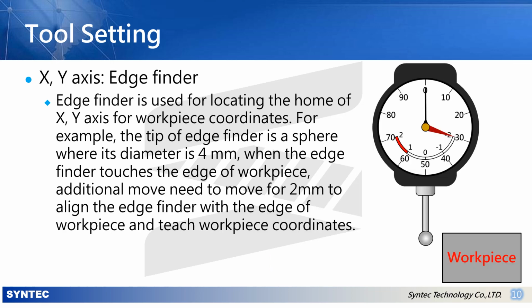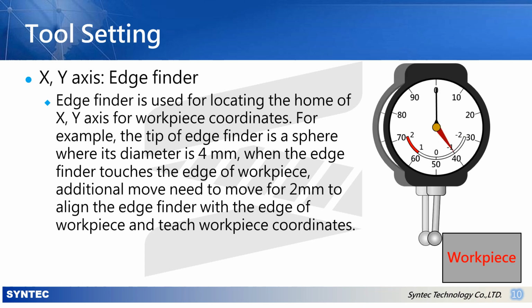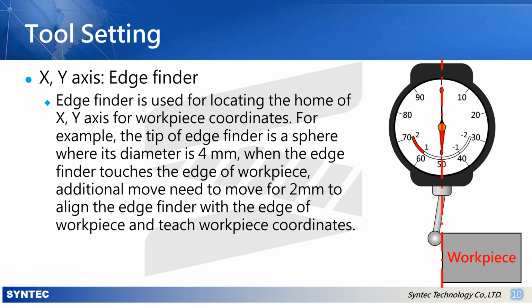For mill machine, edge finder is used for locating the home of XY axis for workpiece coordinates and center of workpiece. For example, the tip of edge finder is a sphere where its diameter is 4 mm. When the edge finder touches the edge of workpiece, additional movement of 2 mm is required to align the edge finder with the edge of workpiece and teach workpiece coordinates. In this step, the value on edge finder should be 0.